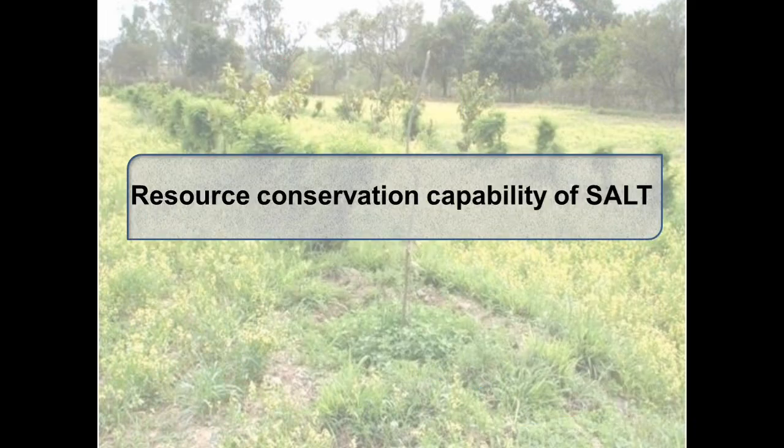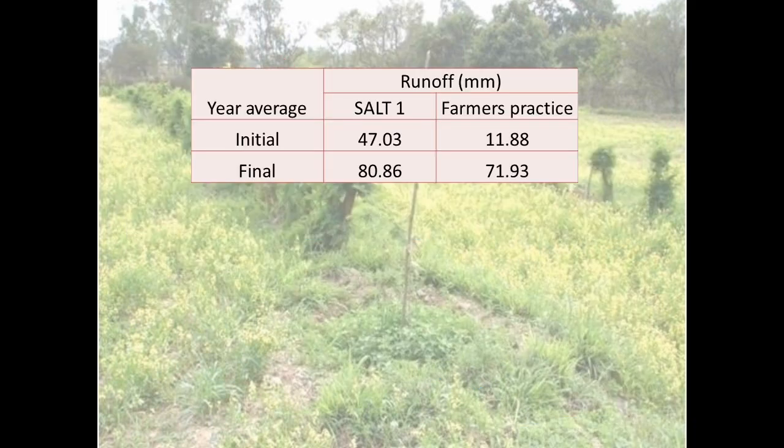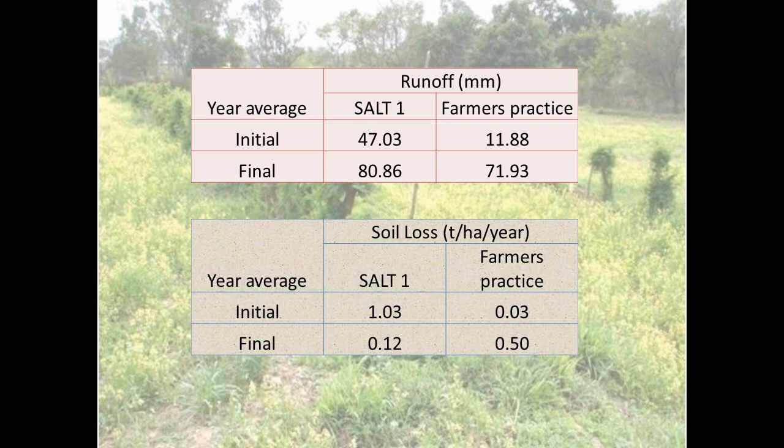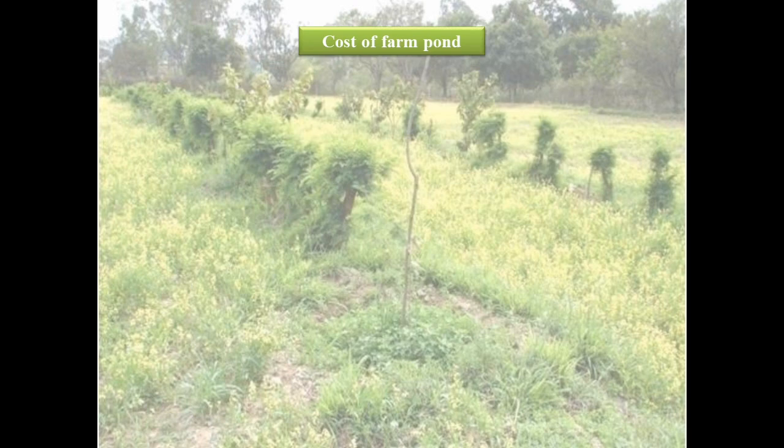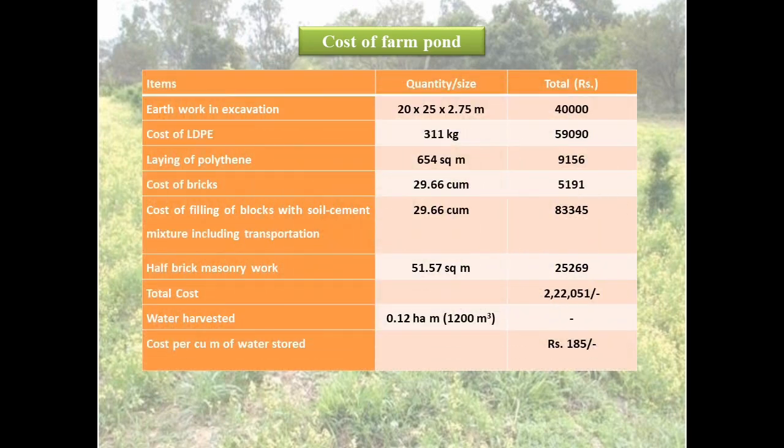Resource conservation capability of SALT. Runoff and soil loss was measured in initial stage of establishment and after establishment of system. Runoff increased whereas soil loss decreased in SALT 1 because water was suitably channelized into the pond for storage, whereas in farmer practice runoff was not channelized, which increased the soil loss. The cost of digging of pond and its lining was worked out. The cost of storing per cubic meter of water was rupees 185 only.